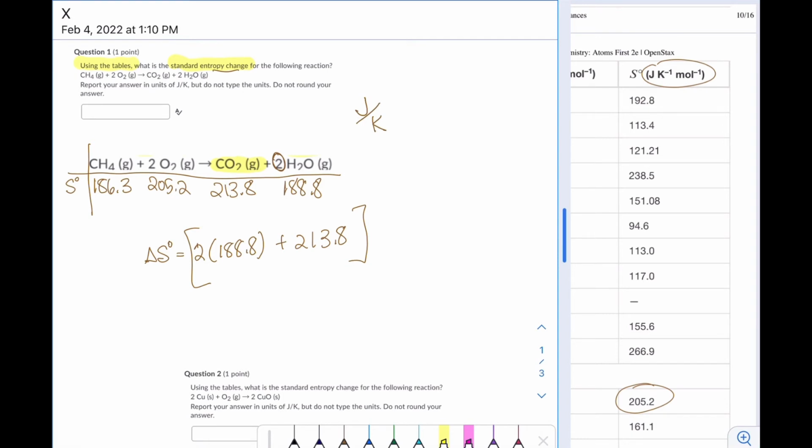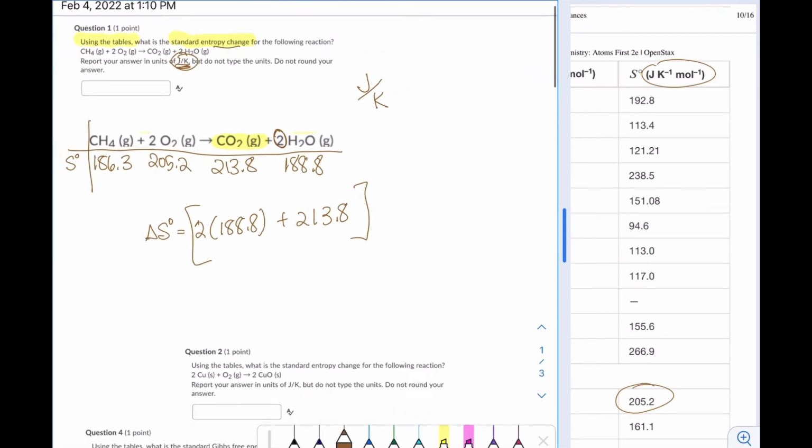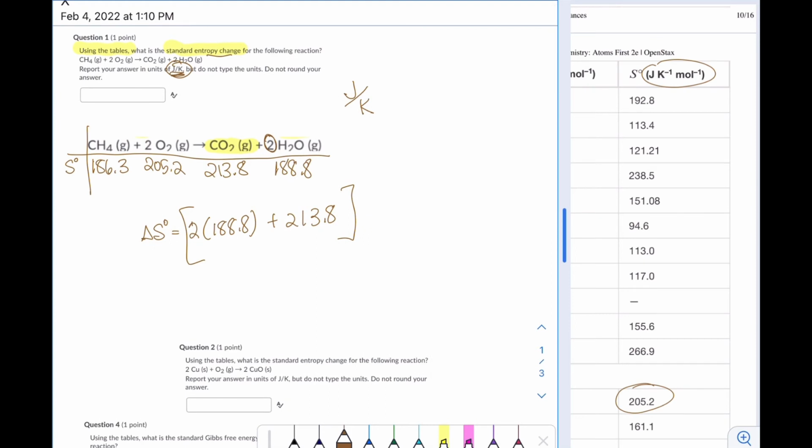My per mole gets canceled when I multiply by the number of moles, and you'll notice my instructions are to put the answer in units of joules per Kelvin. So there's adding up all of my products. Then I will subtract, adding up all of my reactants. So I have the 186.3 plus 2 times the 205.2. Punch that in my calculator. You do have to be a little careful punching it in. Watch your parentheses.